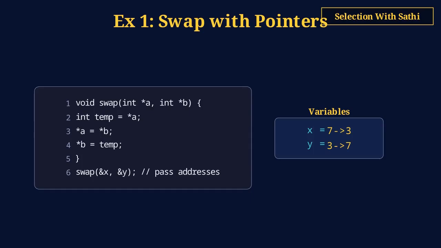We call it as swap(&x, &y). This passes the addresses of x and y, allowing the function to modify them directly.